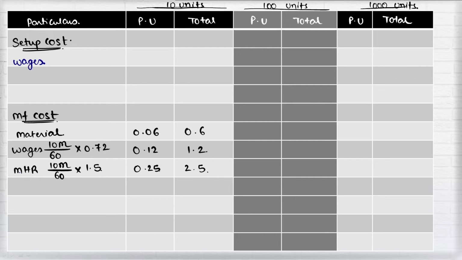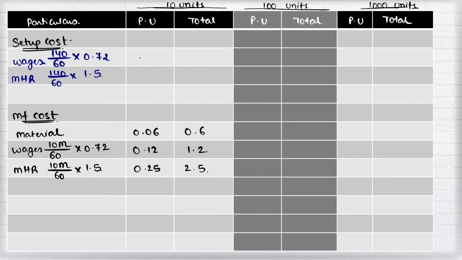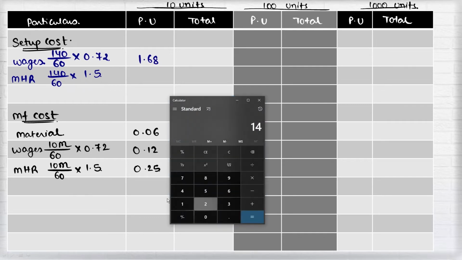2 hours and 20 minutes is how many minutes? 2 hours and 20 minutes is 140 minutes. Do this. 140 divided by 60. You will be getting it in hours, and you need to pay 0.72. Similarly, machine hour rate will be applied at 140 upon 60 multiplied by 1.5. 140 divided by 60 multiplied by 0.72 is 1.68. 140 divided by 60 multiplied by 1.5 is 3.5.